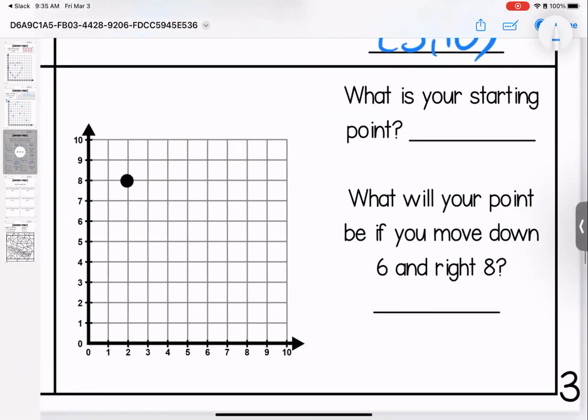Last set, what is my starting point? I'm at the 2 and the 8, so over 2, up 8. What would it be if I moved down 6? So go from 8 to the 1, 2, 3, 4, 5, 6 down to 2, and right 8. So from 2 to 10. So I would be over 10 and up 2.